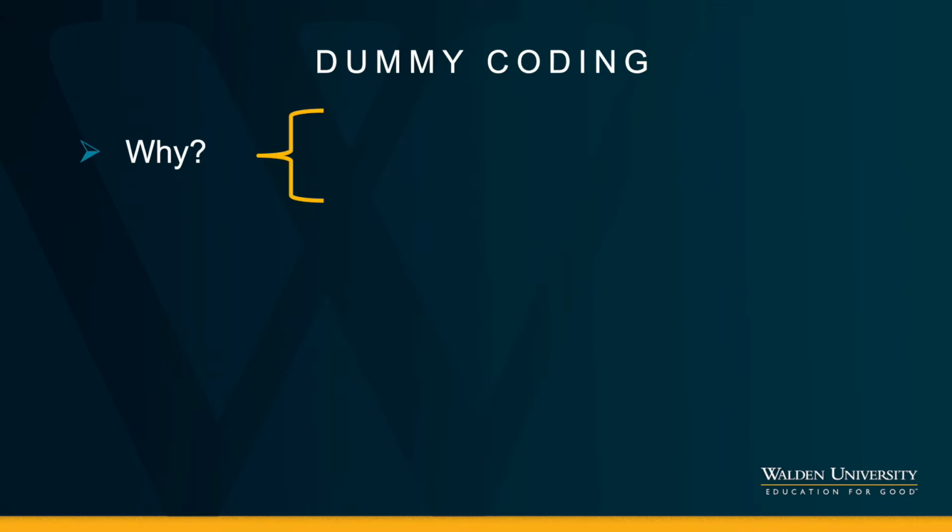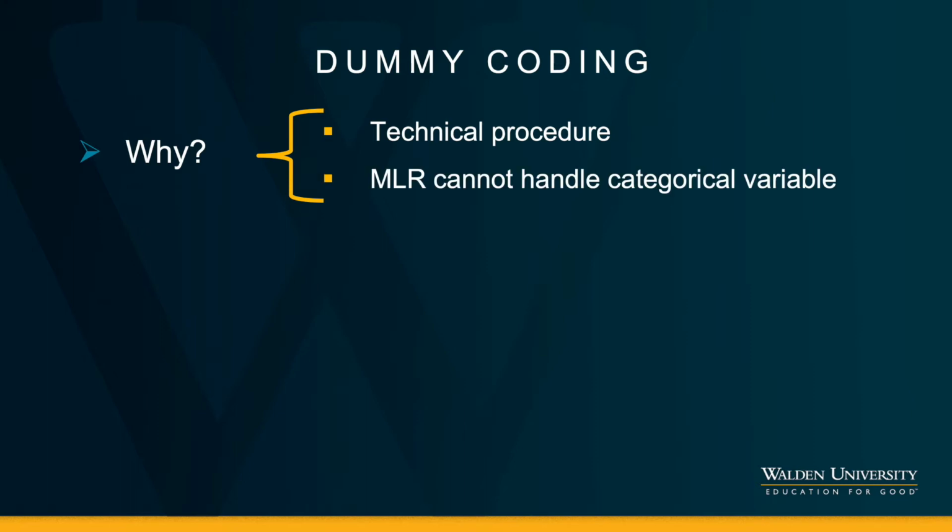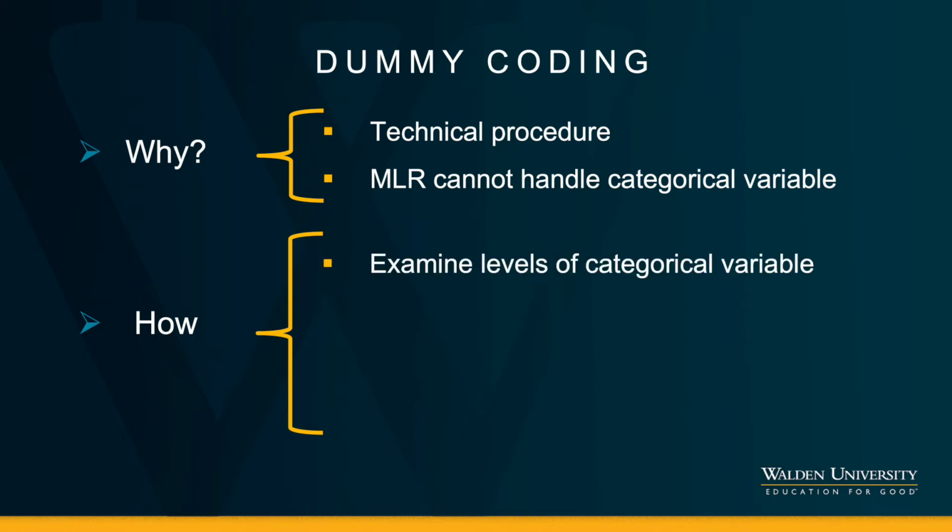SPSS is not able to handle that variable in its setup, and it requires a technical procedure to change that variable's nature so that SPSS can handle that. And that is the reason why we have to dummy code. Now, dummy coding is very specific. We have to examine the levels first of that categorical variable and run a quick descriptives so that we know what the levels are in that variable and how we are going to proceed to dummy code this.